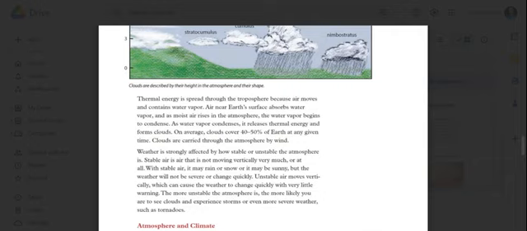Weather is strongly affected by how stable or unstable the atmosphere is. Stable air is air that is not moving vertically very much or at all. With stable air, it may rain or snow or it may be sunny, but the weather will not be severe or change quickly. Unstable air moves vertically, which can cause the weather to change quickly with very little warning. The more unstable the atmosphere is, the more likely you are to see clouds and experience storms or even more severe weather, such as tornadoes.